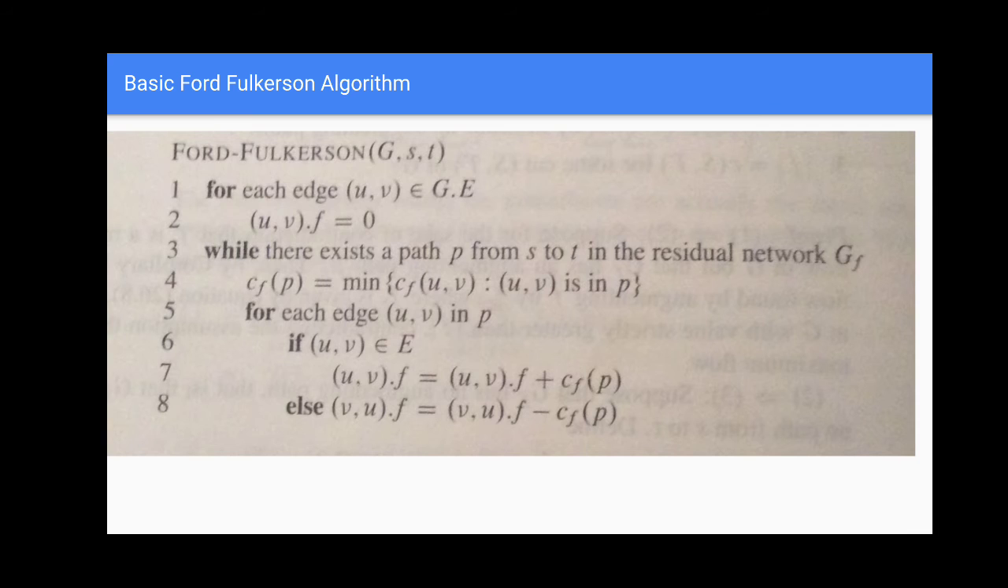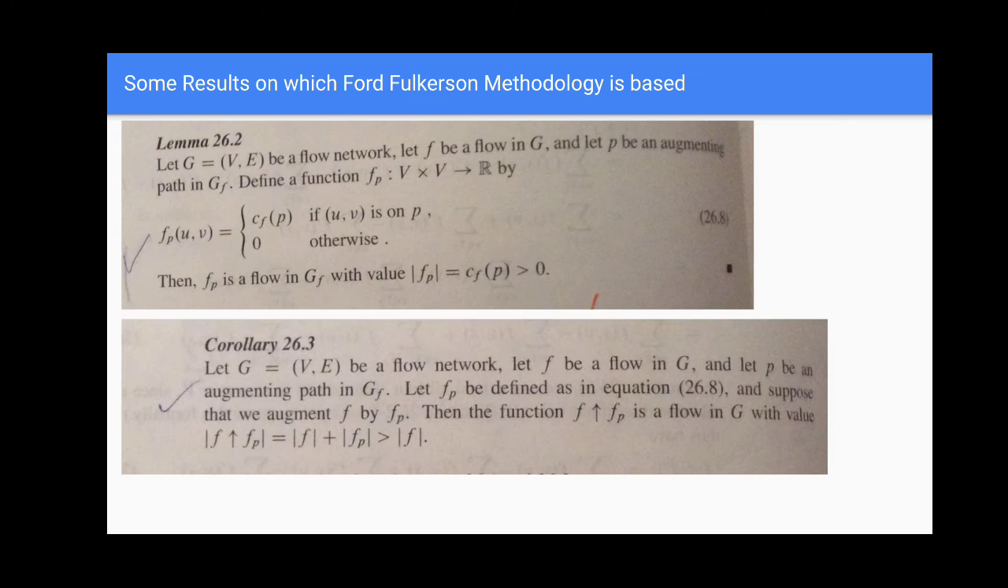Next, for each edge (u,v) in P, if (u,v) belongs to E, we are going to increase (u,v).f = (u,v).f + cf(P). And if it is not there, else (v,u).f = (v,u).f − cf(P). So this is going to achieve the required thing as we have discussed in the previous figure. That is the basic Ford-Fulkerson method.